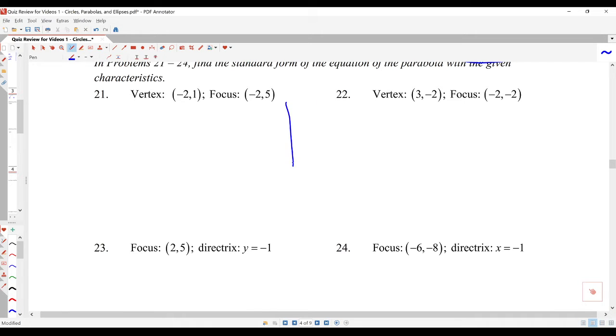And again, it doesn't hurt, especially with parabolas, I find personally, to draw it. (-2, 1) is my vertex, and (-2, 5) is my focus. You can see right away that this has to open up.